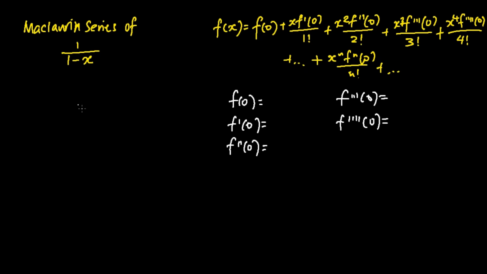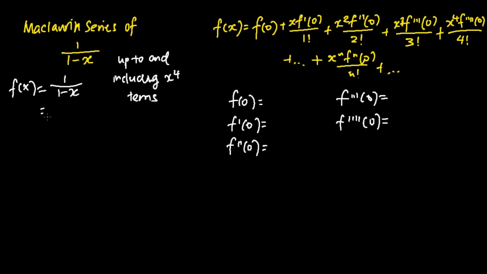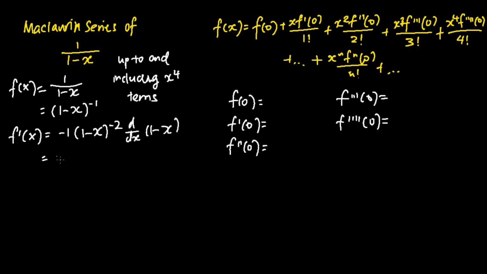For this particular question, we will be expressing the Maclaurin series of 1 over 1 minus x up to and including the x to the power 4 terms. We let f(x) equal 1 over 1 minus x, which is the same as (1 minus x) to the power of negative 1. Then to find f'(x), we differentiate f(x) one time, and hence we get negative 1 times (1 minus x) to the power of negative 2, times the derivative with respect to x of 1 minus x. So this is equal to minus (1 minus x) to the power of negative 2, times negative 1, and hence it's just (1 minus x) to the power of negative 2.